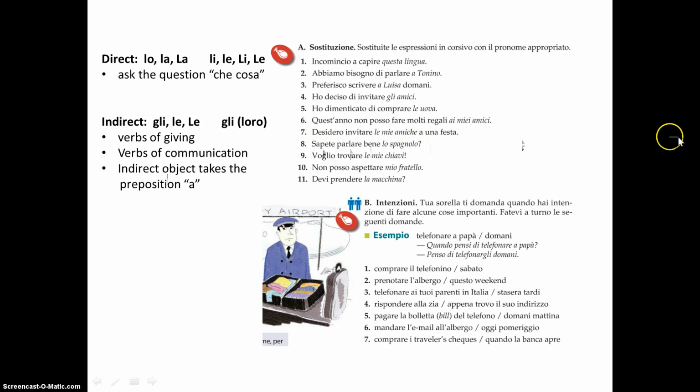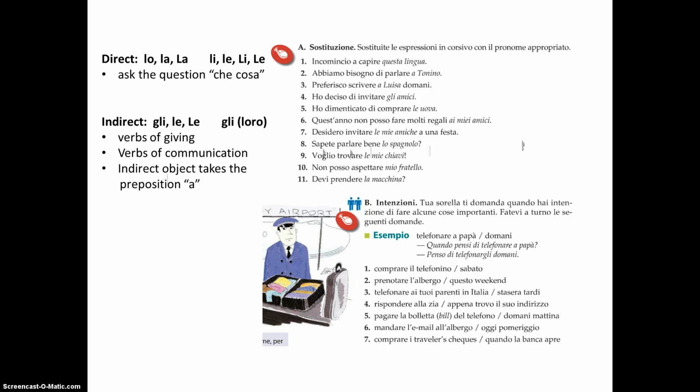Number 1, incomincio a capire questa lingua. So you would ask yourself, the verb capire, to understand. Che cosa incomincio a capire? What am I beginning to understand? Questa lingua. So when you ask yourself the question, che cosa, you find the direct object, questa lingua. And then you have to decide, is it singular, plural, masculine, feminine? Questa lingua is singular and feminine, and it's a direct object. So you would choose la. Incomincio a capirla. So the final e of capire drops off, leaving capir, and you add la.